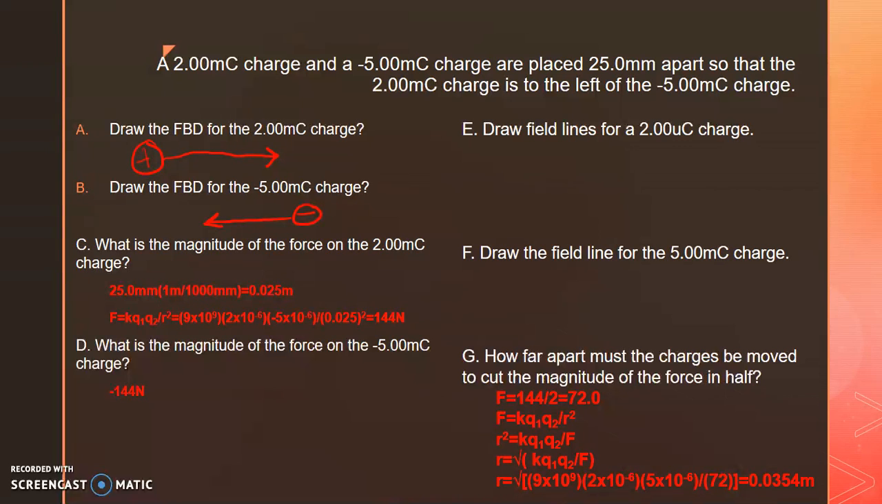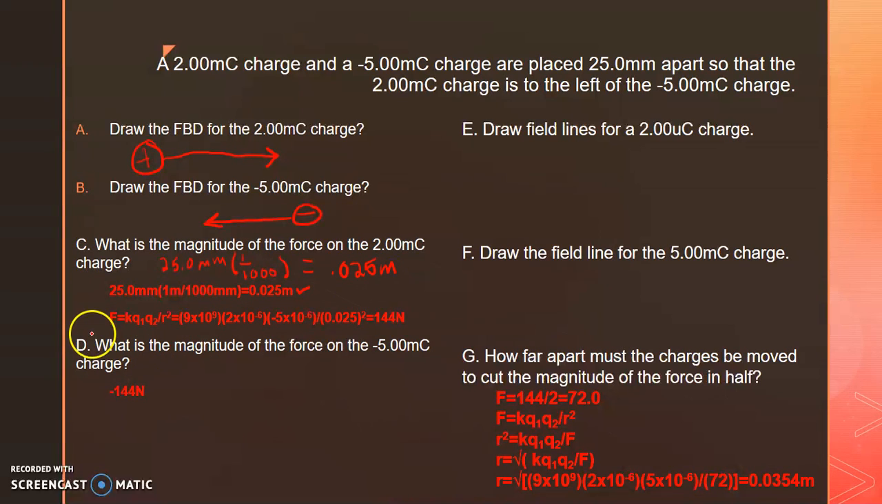And then letter C says, what is the magnitude of the force on the 2 charge? So what we are going to do is plug in the distance, so it's 25.0 millimeters times that constant, changing it to meters. That's what the conversion factor is. Remember, it always has to be meters. A lot of students forget this when they do the practice problems. So it should be 0.025 meters.